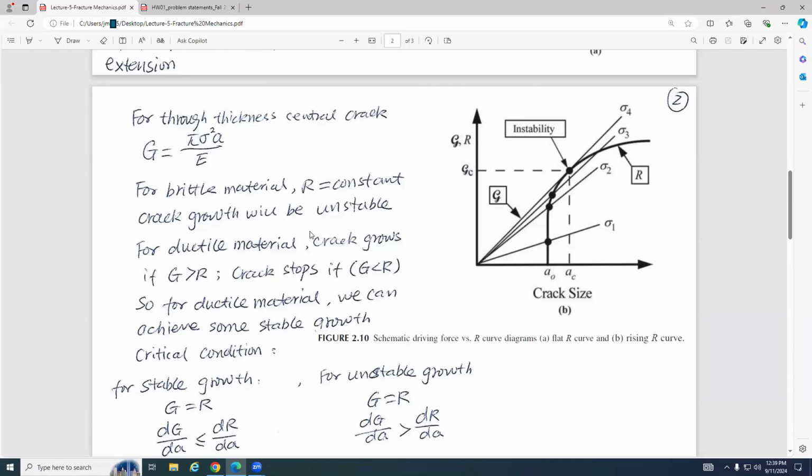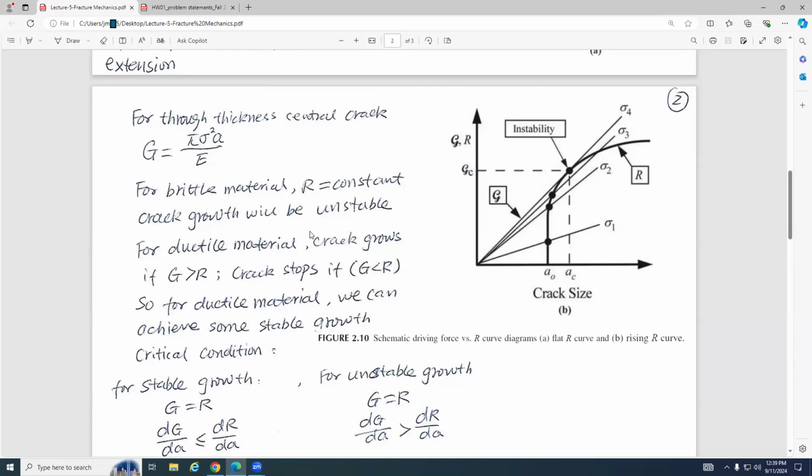For brittle material, R is constant. Write down, guys. For brittle material, the resistance of the material is constant, and the crack growth will be unstable. And what does that mean? It means that if the crack grows, then theoretically you will have no control, and the crack propagates until the whole specimen breaks. Why? Because the R is a constant. I'm going to show you guys.